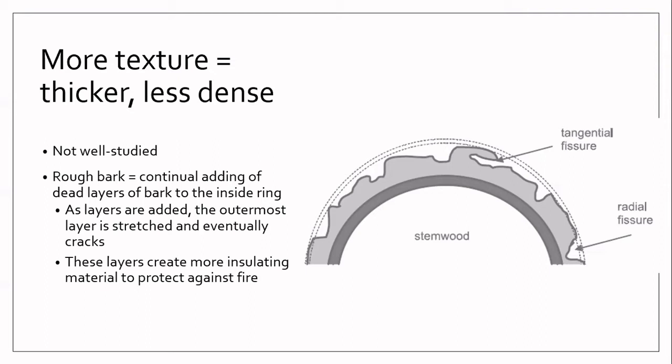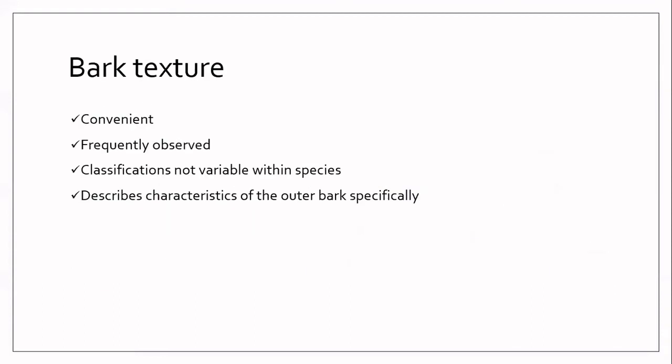logical: the rough bark on the outside is caused by this pressure that's formed from the inner layers being laid down successively inside. So the bark grows from the inside, and then the pressure on the outside from successive layers being laid down causes fissures and rough textures. And so generally speaking, rough bark means thicker bark. And this would create better insulation against fire.